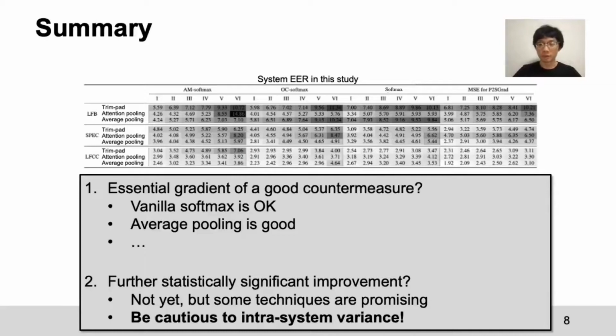In brief summary, we notice that simple softmax is good enough, but average pooling is recommended over the trim and pad strategy. On the second question, we didn't achieve significantly better results, but we observed the intra-system variance. Thus, we recommend similar statistical analysis for future study on this database.